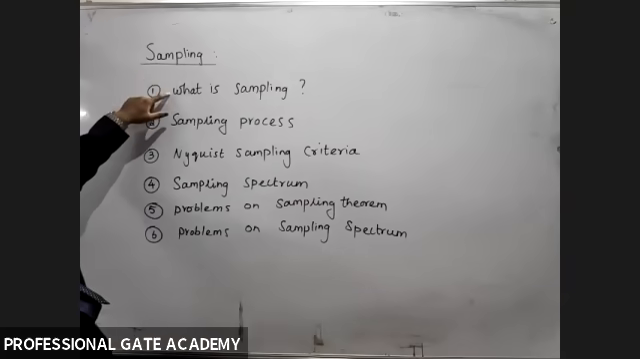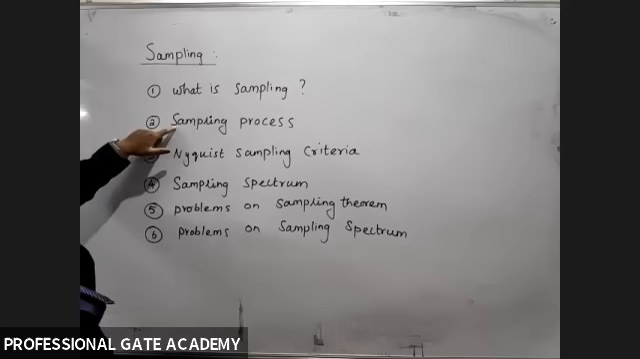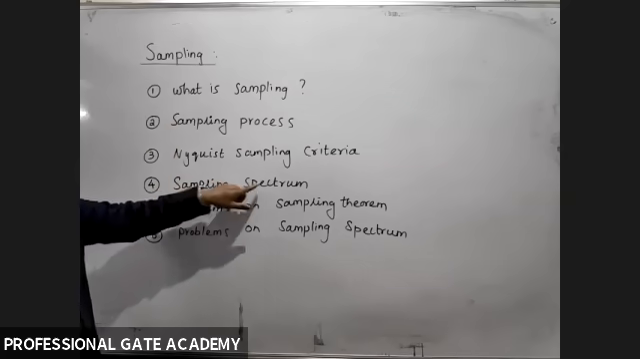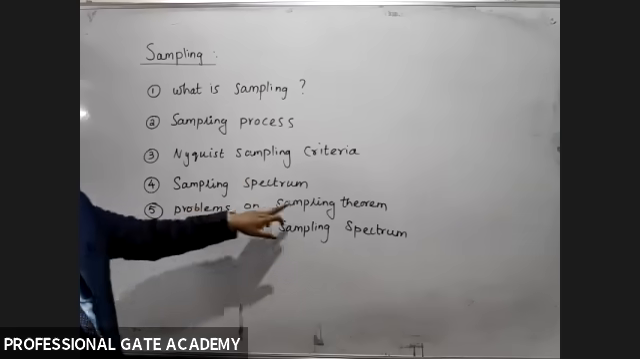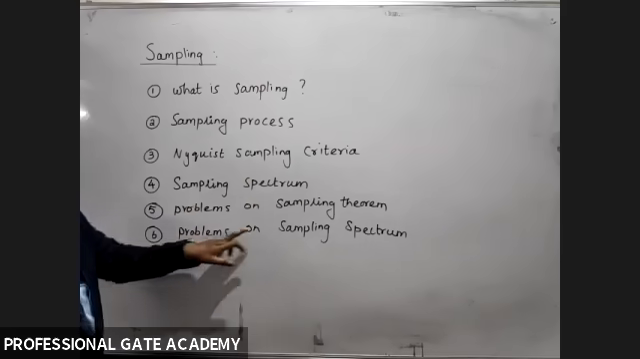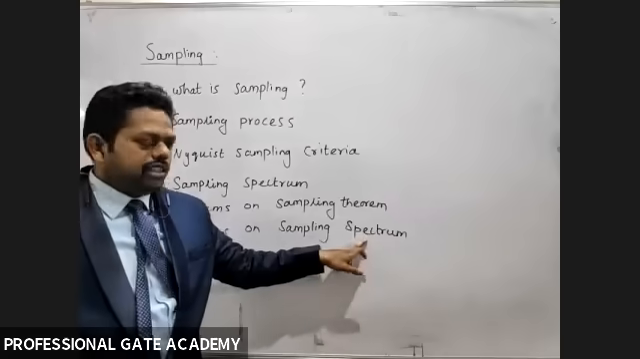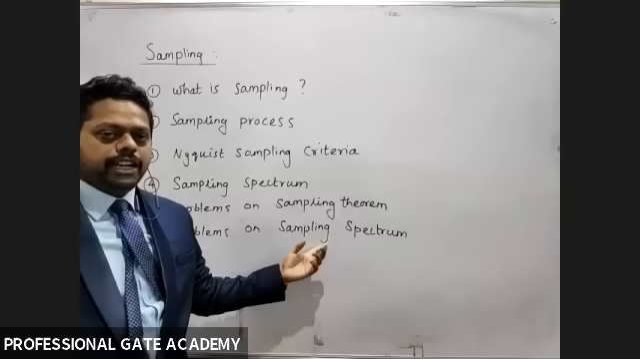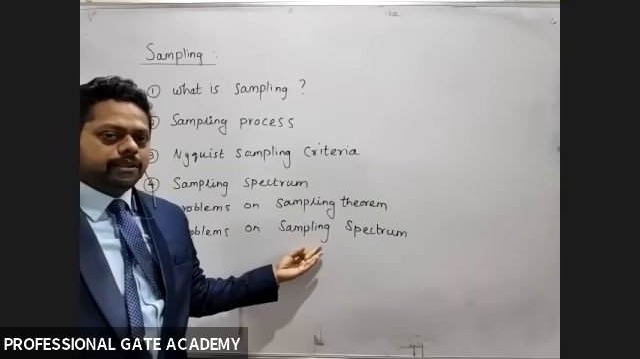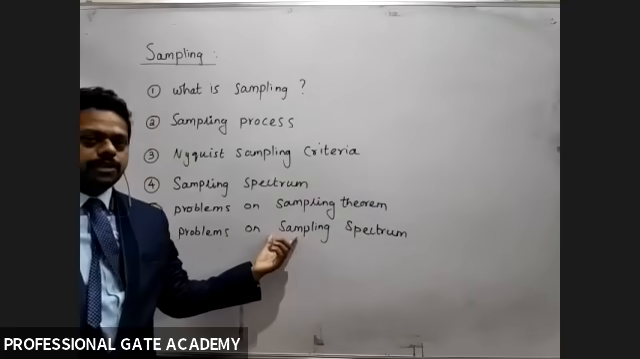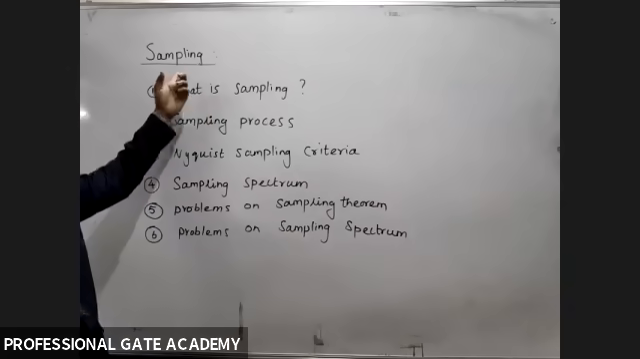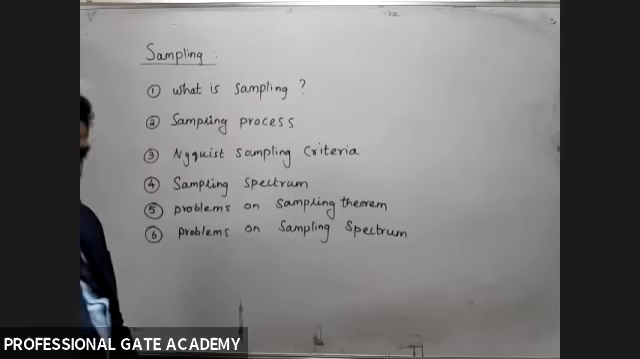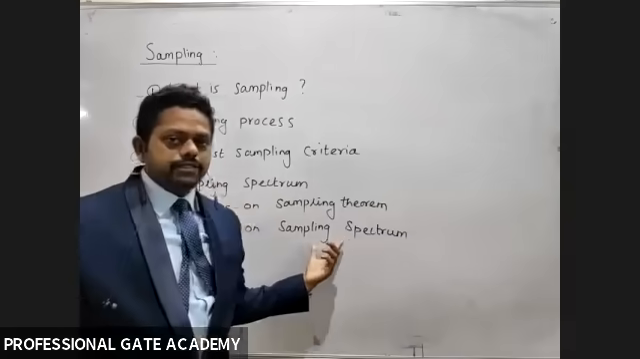First topic, what is sampling? Second one, sampling process. Third one, Nyquist sampling criteria. Fourth one, sampling spectrum. Fifth one, problems on sampling theorem. Sixth one, problems on sampling spectrum. We have to study all the topics. In any competitive exam like GATE or TNEB, TRB, we can definitely expect problems from sampling. Sampling is used to convert continuous time signals into discrete time signals. Have you noted this, students?